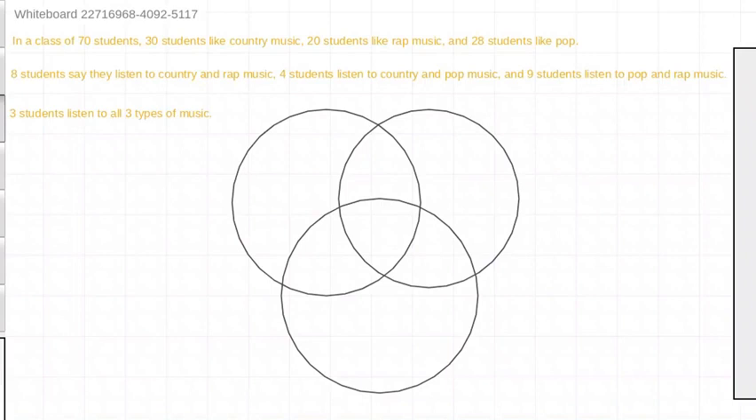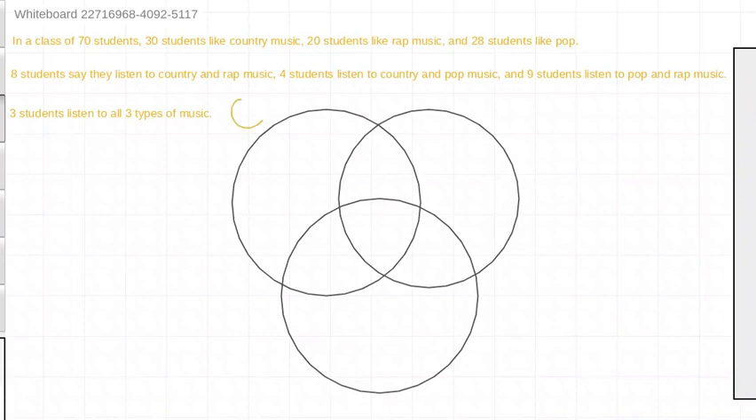In a class of 70 students, 30 students say they like country music, 20 students like rap music, and 28 students like pop. 8 students say they listen to country and rap music, 4 students listen to country and pop music, and 9 students listen to pop and rap music. 3 students listen to all 3 types of music.